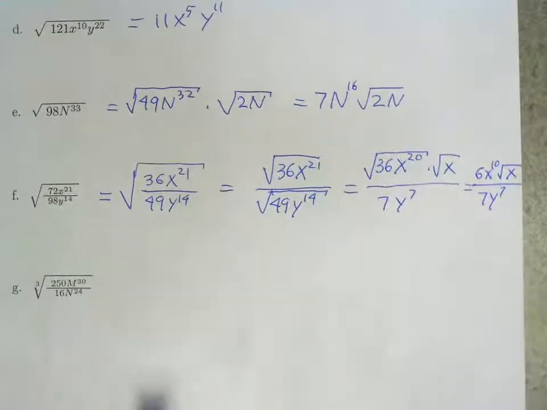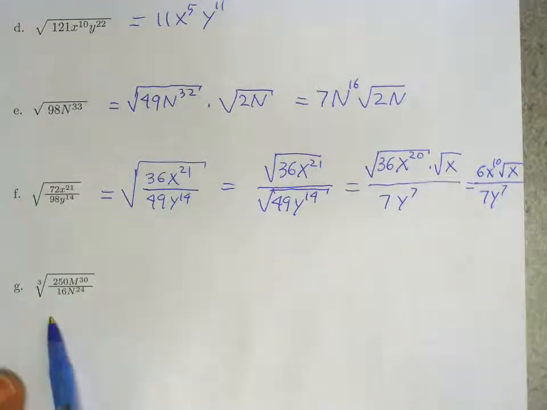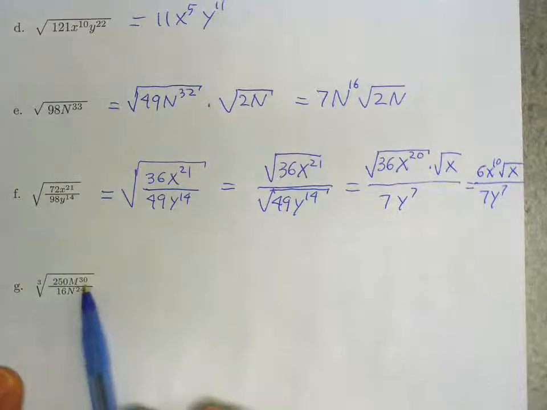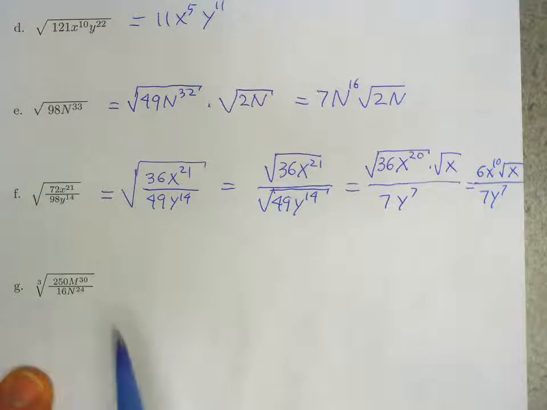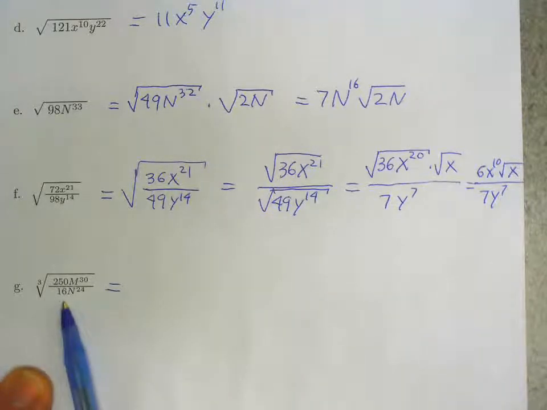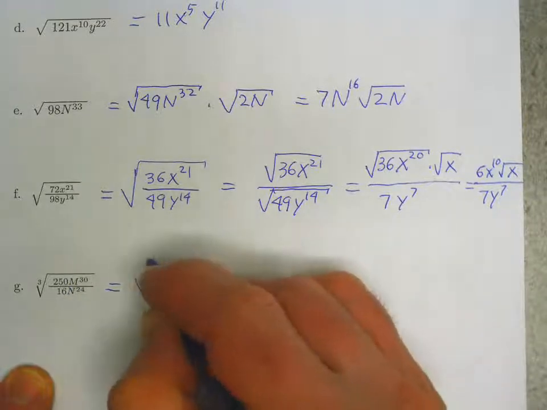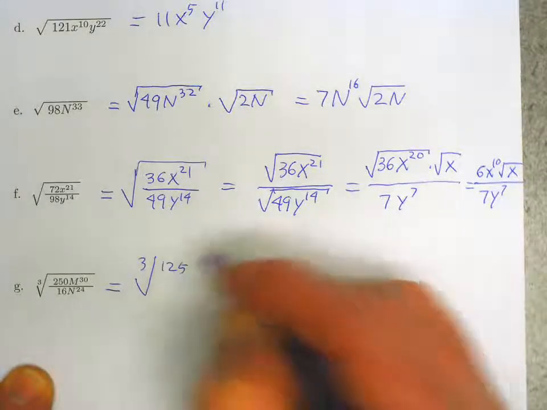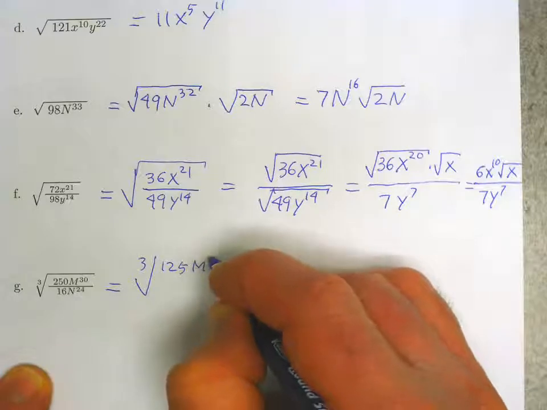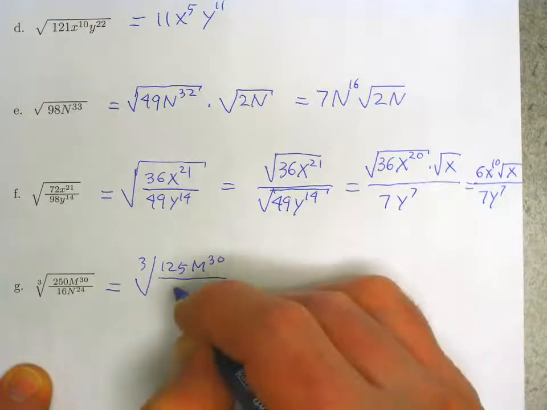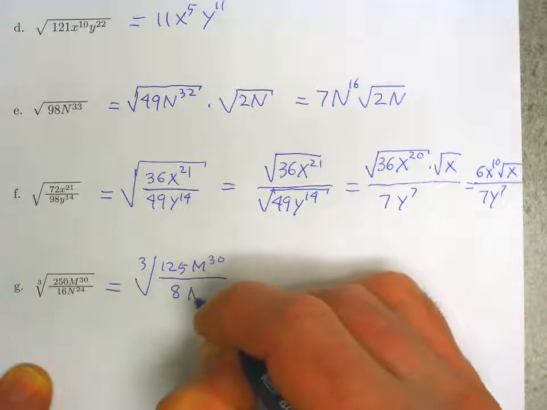Okay, in the last part, the cube root of 250 m to the 30th divided by 16 n to the 24th. Well, we can also write this quotient in lower terms. 250 over 16 reduces to 125 over 8. So we get the cube root of 125 m to the 30th over 8 n to the 24th.